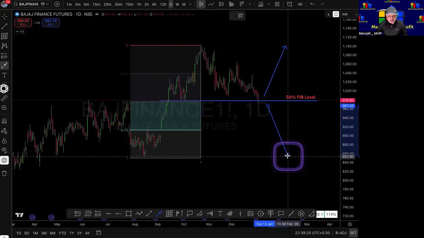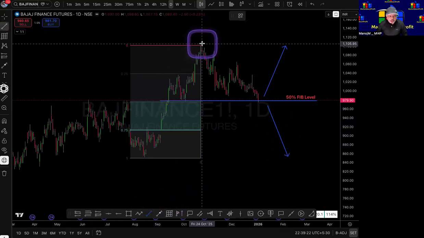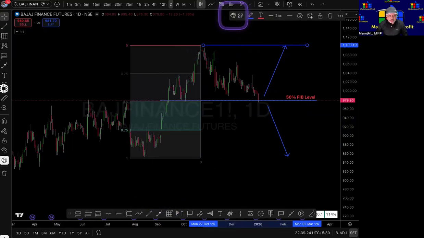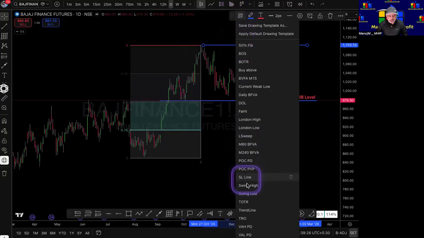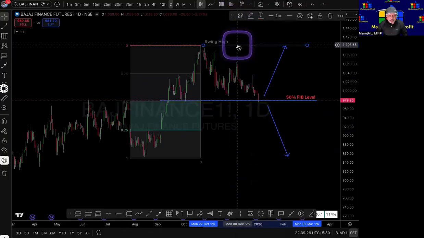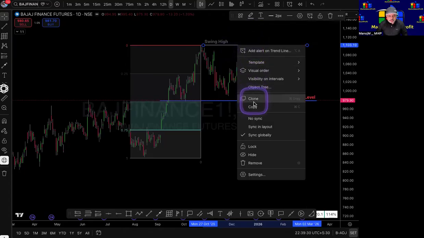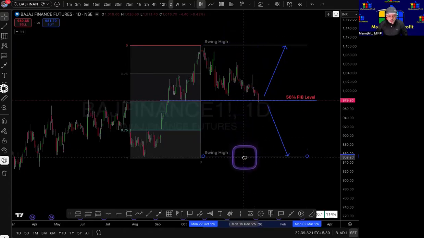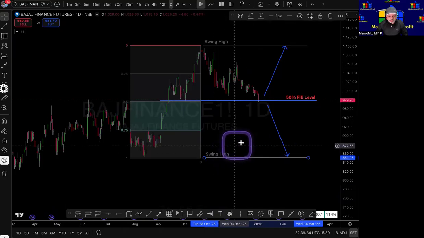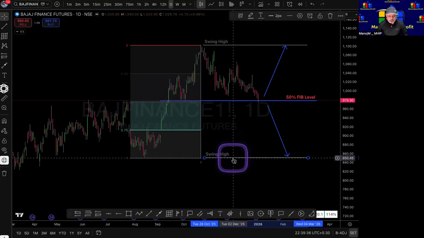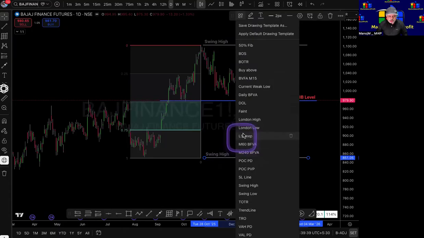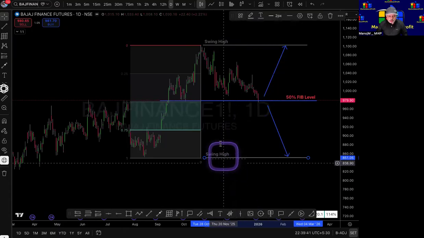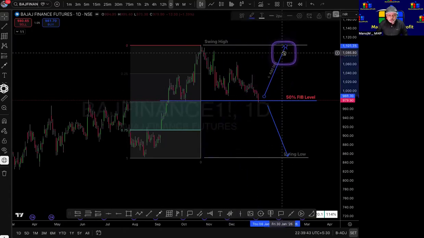These are the two journeys it takes. So what we will understand here is that this is nothing else but the swing high, and this is nothing else but the swing low. Okay, so if this is the swing low, I'll mark it as swing low. Now what does price do?